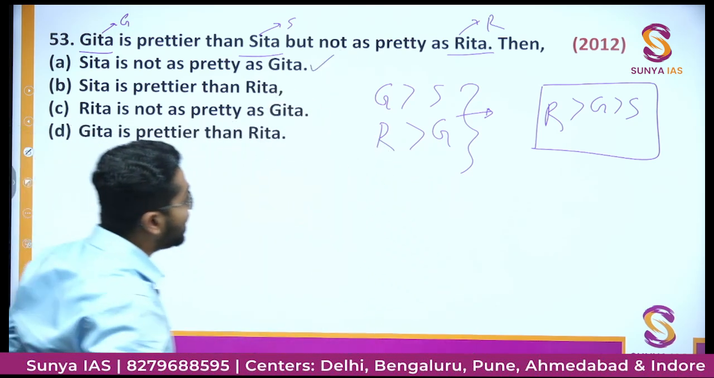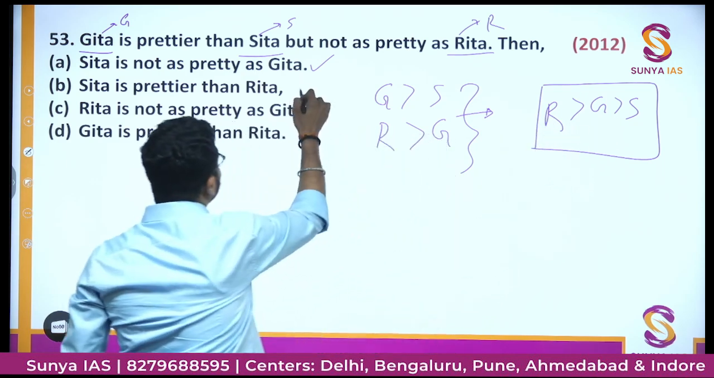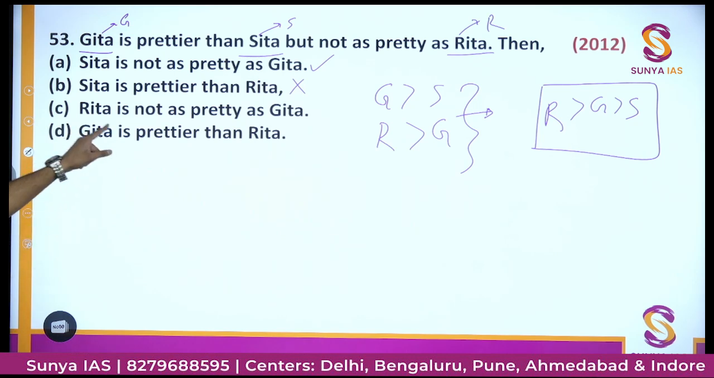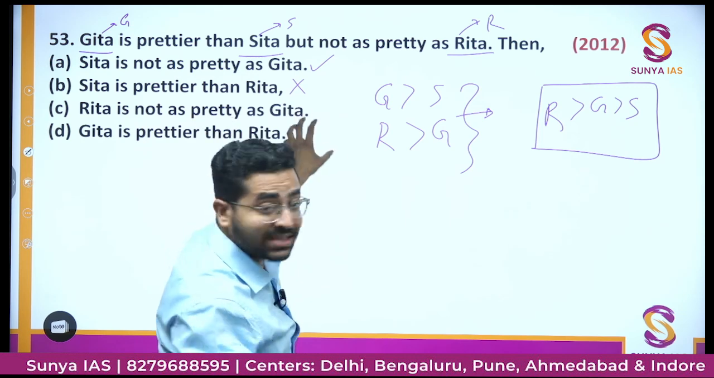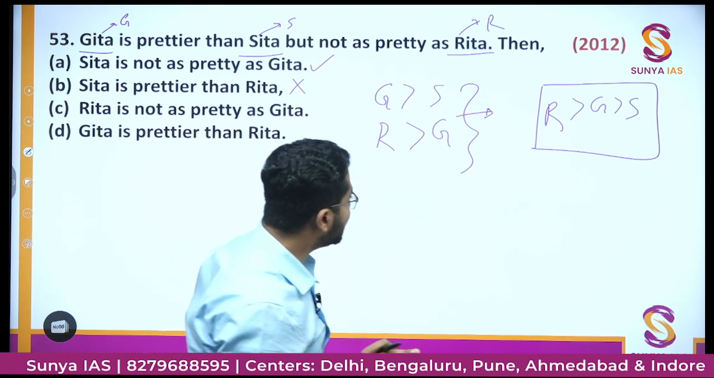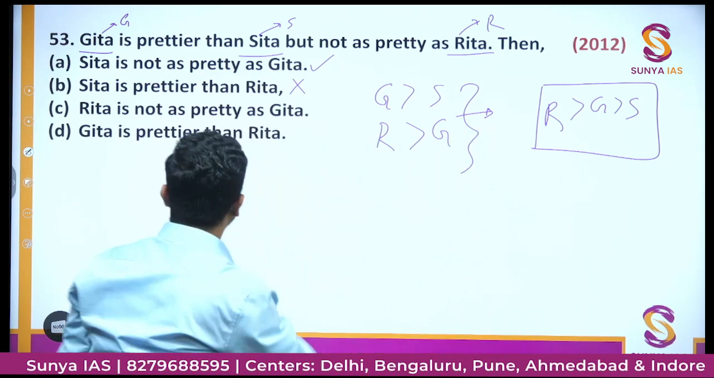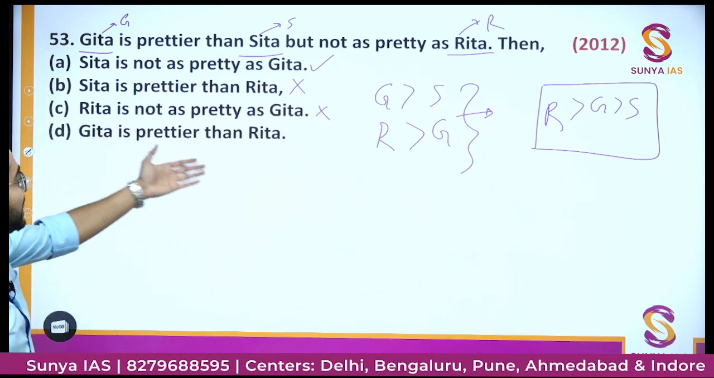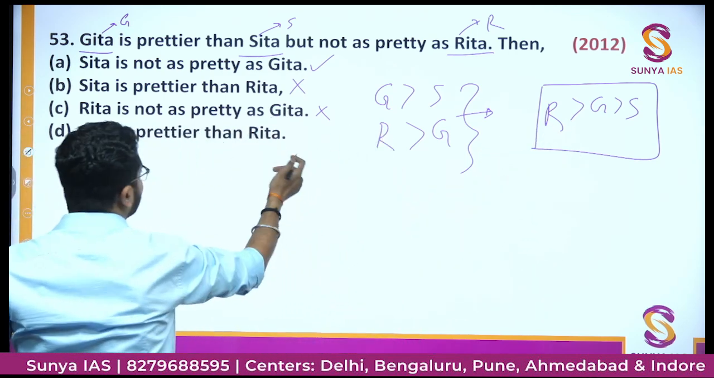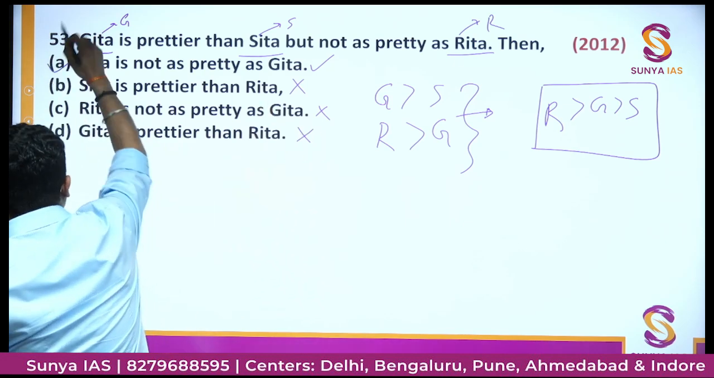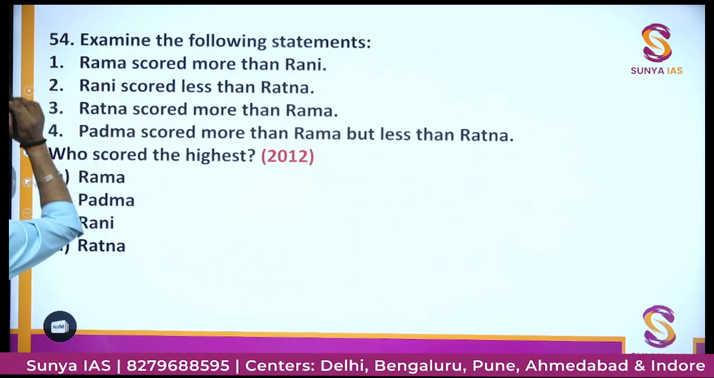Sita is prettier than Rita. Is it so? No, Rita is prettier than Sita. This option is wrong. Rita is not as pretty as Geeta means Geeta is prettier. But we can see Rita is the prettiest of all. Rita is prettier than Geeta and Sita both. So this statement is also wrong. And Geeta is prettier than Rita. No, Rita is prettier than Geeta. So anyway, Rita सबसे ज़्यादा pretty है. तो ये भी गलत है. Then the option would be option A, that is Sita is not as pretty as Geeta. ठीक है? Next question.